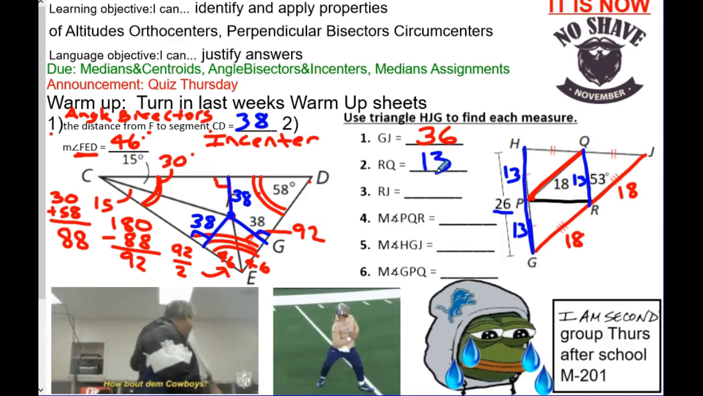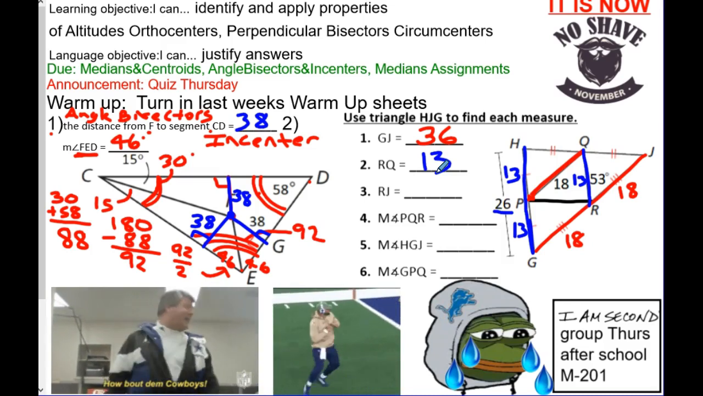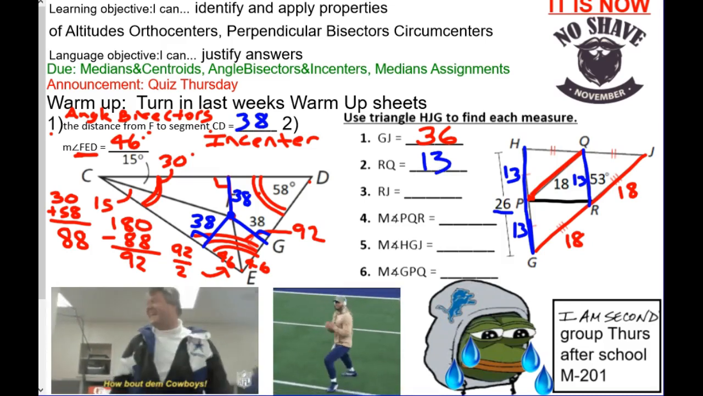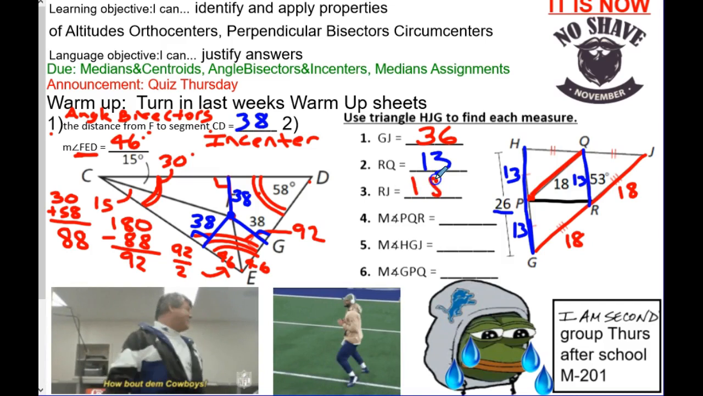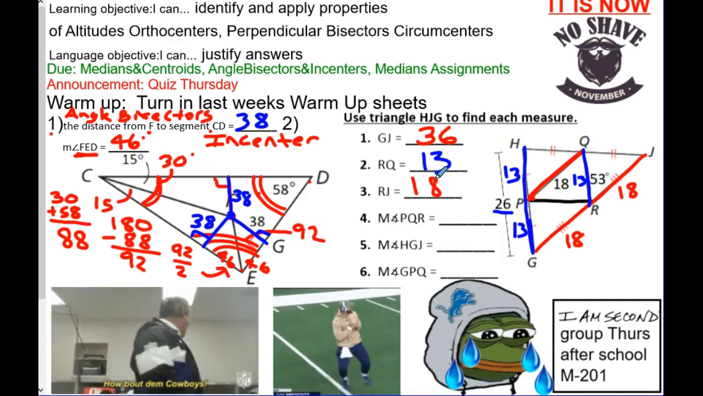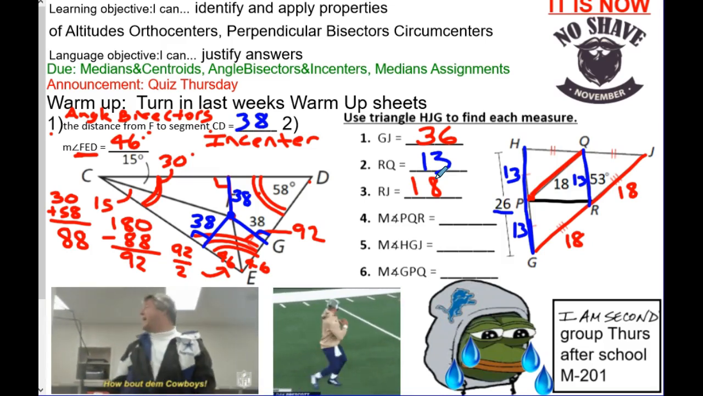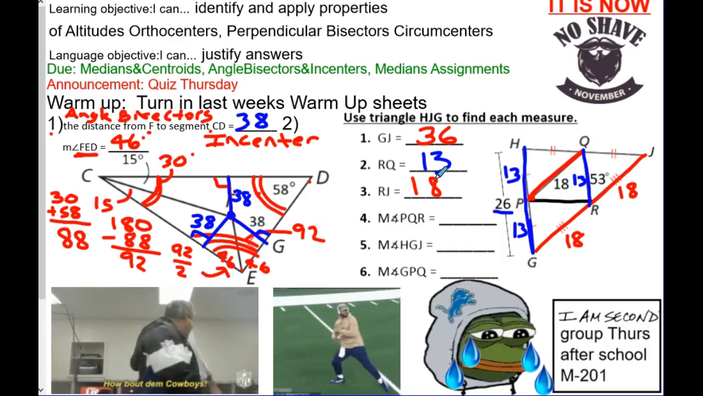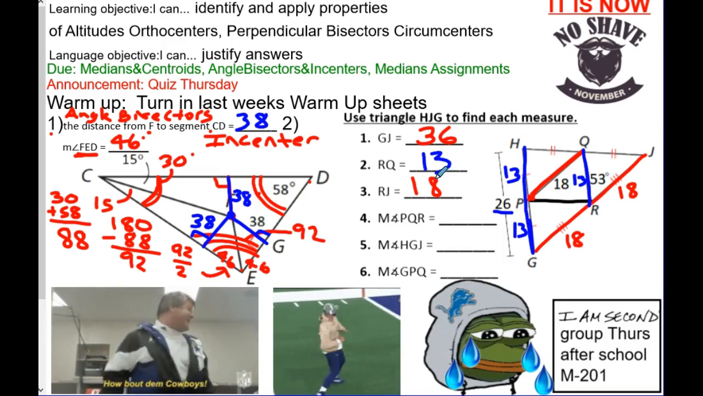RJ is what? It's already labeled. RJ, 18. Okay, so you get the idea. If you know one little piece, you can figure out the other pieces. J's way out there, yeah.